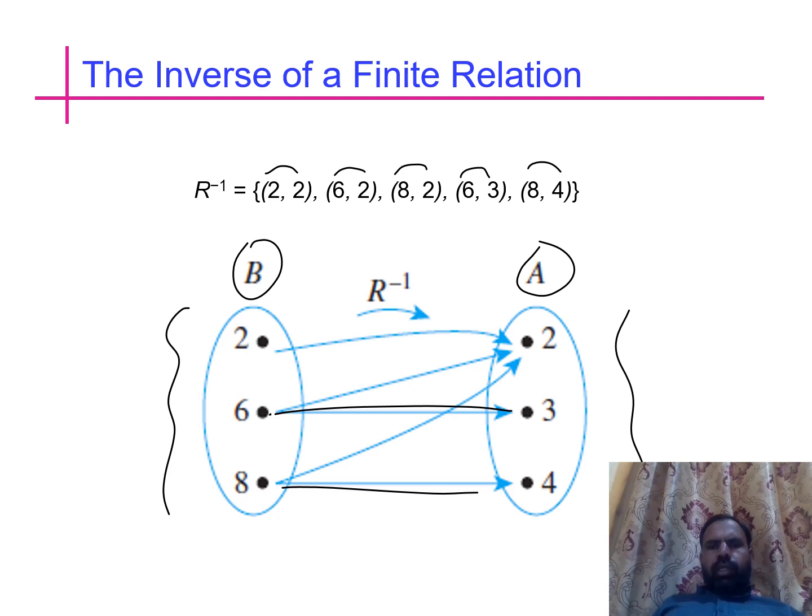R inverse has these ordered pairs. So if B is this and A is this, R inverse goes from B to A. If R goes from A to B, then R inverse goes from B to A.